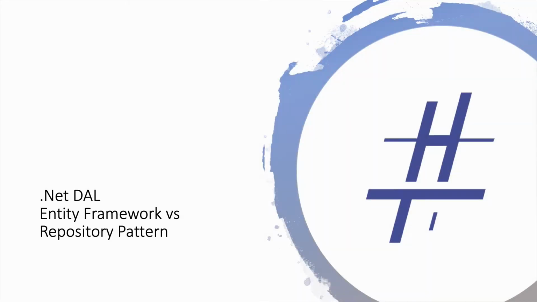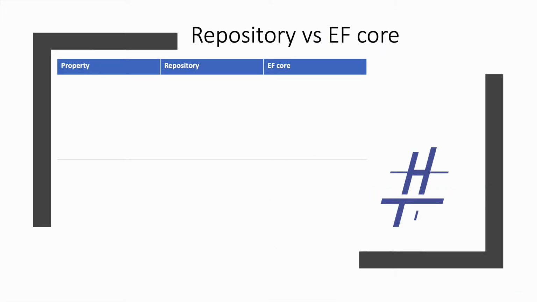So in this video, let us talk about the difference between Entity Framework and the repository pattern. Let's find out why both are complementary and not mutually exclusive when you're using one of them. For this, we look at a comparison I prepared here, where we look at one property the repository pattern and Entity Framework Core provide, and how they are complementary or contradictory to each other.